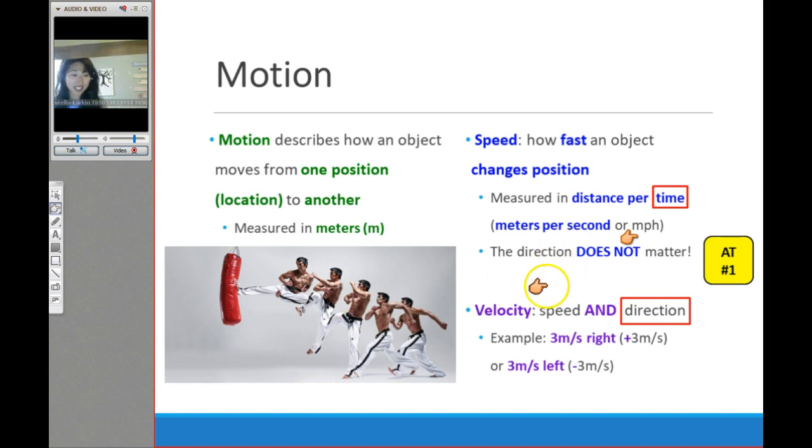Okay, now velocity, on the other hand, is both speed and direction.